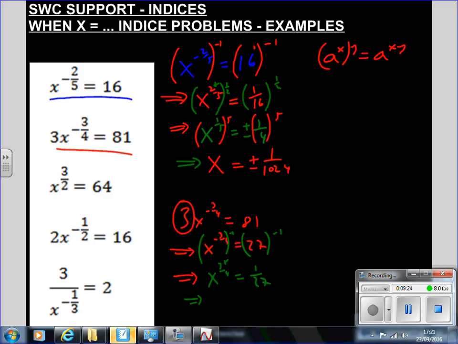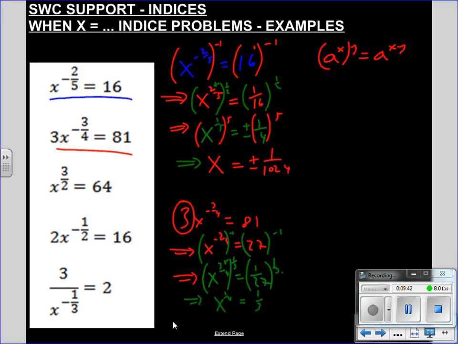I've got a cubed here, so I need to get rid of that. So I'll raise everything to the third. So that gives me x to the quarter equals 1 over 27 cube rooted, which is 1 over 3. And then finally, we are back to raising everything to the power of 4. So that now gives me my x. 3 to the power of 4 is 81. So we get 1 over 81. And we're done. Let's continue.